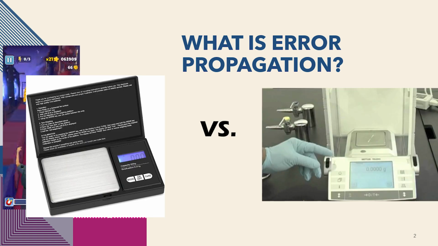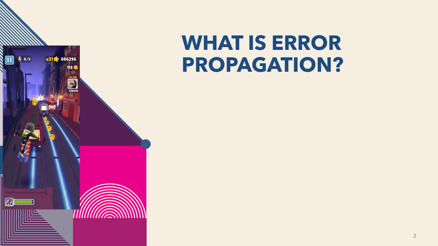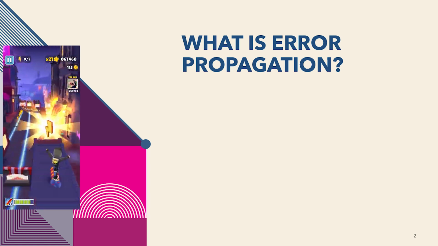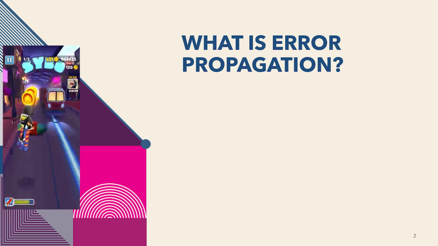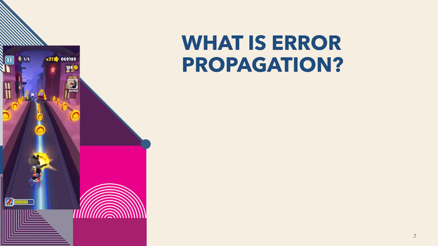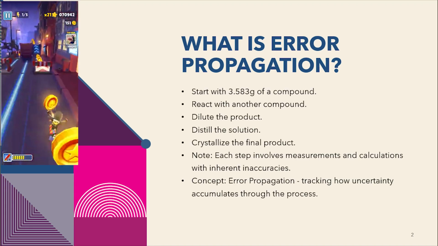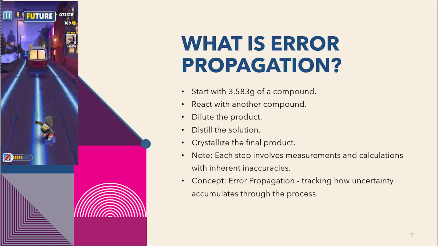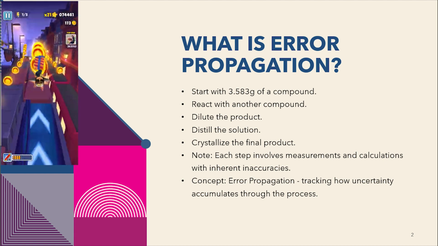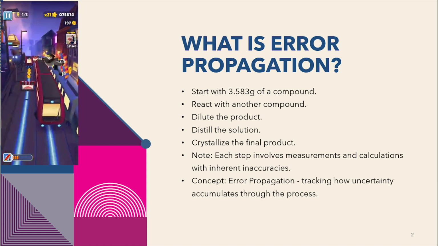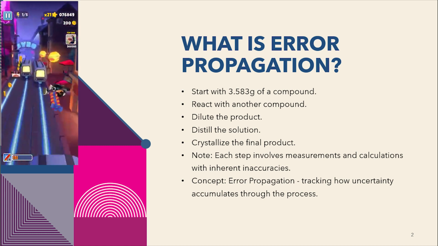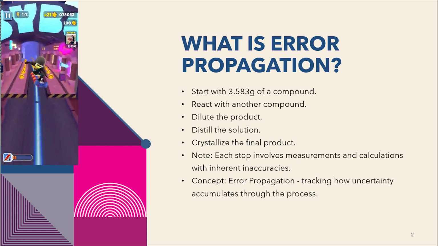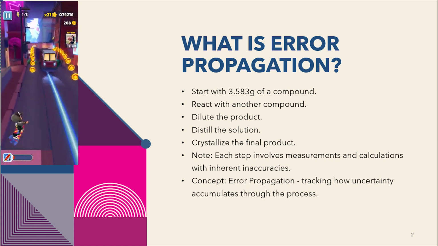As an example, while 3.583 grams may sound like an accurate measurement, there's always another level of precision, another decimal which could be measured. Thus, we'll never actually obtain and use the true value in our calculations. So let's imagine we're doing an experiment where we take these 3.583 grams of some chemical, react it with another compound, dilute the product, distill it, and crystallize it. At each step of this process, there are more and more measurements which don't 100% accurately represent the real values, hence the idea of error propagation.